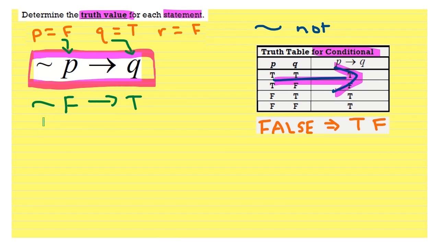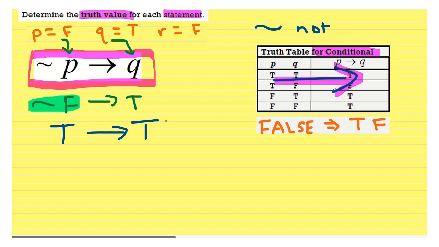But we now need to look at the not false. Well, the tilde means not. So what is not false? Well, not false will be true. So now we've got if true, then true.